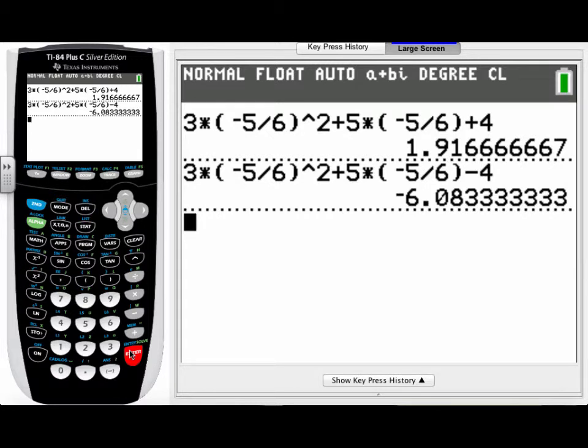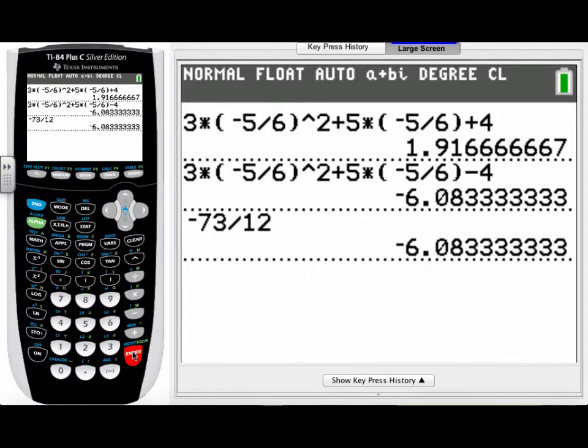Well, you know, that seems pretty close, right? So let's do negative 73 divided by 12. It's a weird answer, but it seems to be correct. So, our math is right. Our math is right, but how can I make sure this is the vertex? Graph it in. We're going to graph it in.